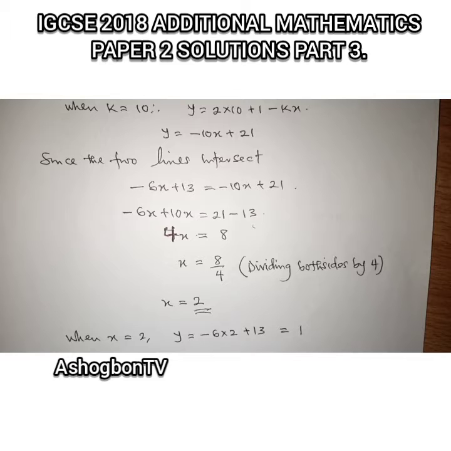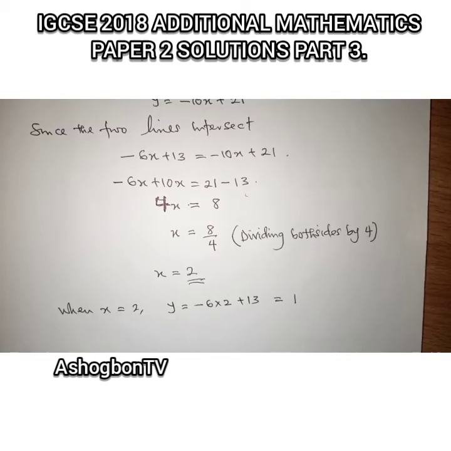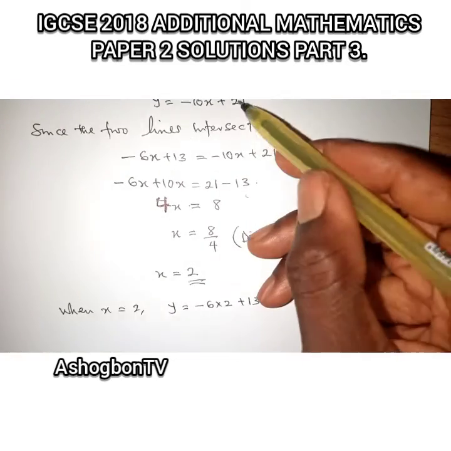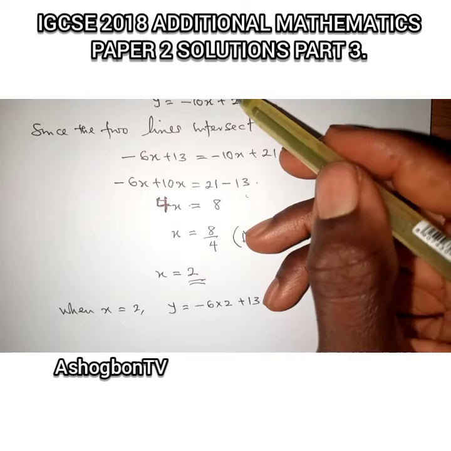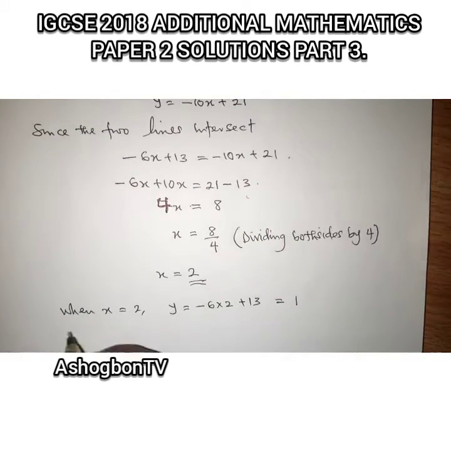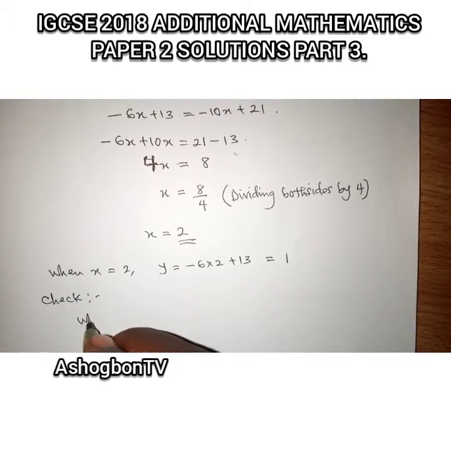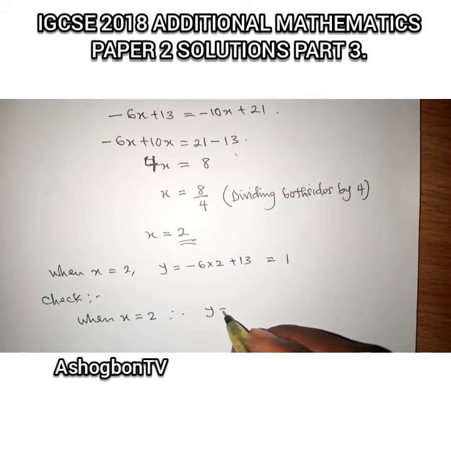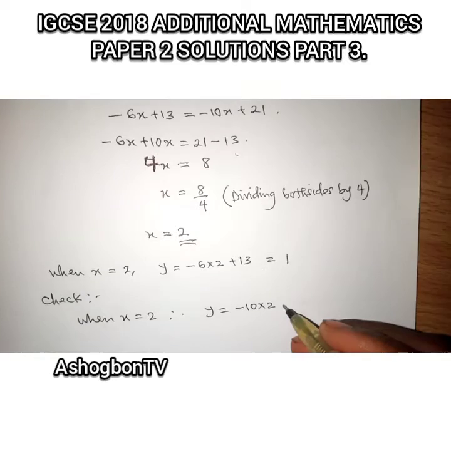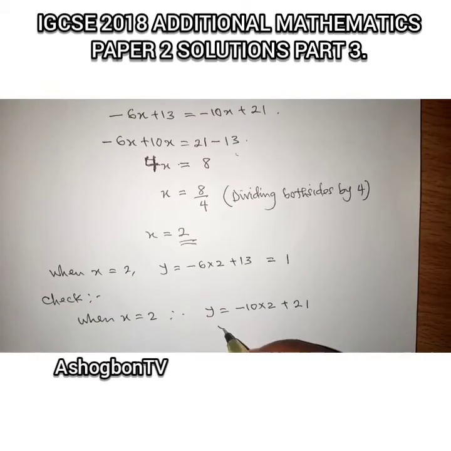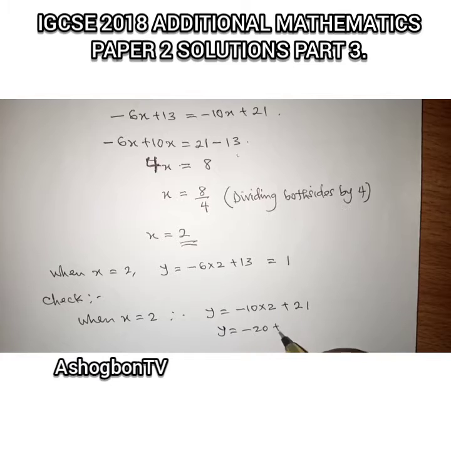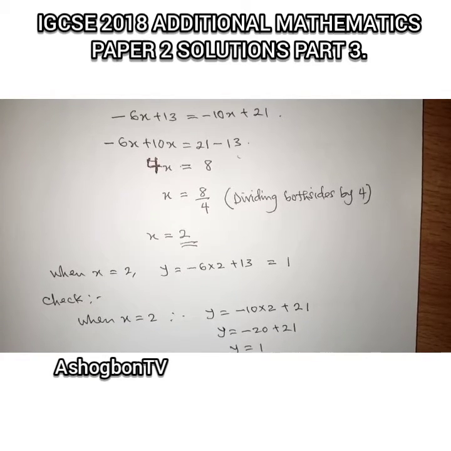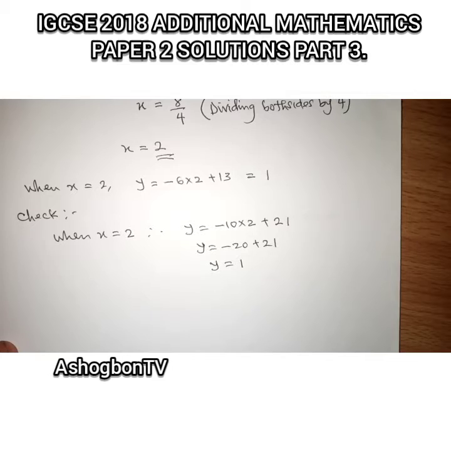Okay, so can we solve for the second one? Even if you substitute your x into the second one, you're still going to get the same. So let's check. When x equals 2, let's see what this y would turn to. That will be minus 10 times 2 plus 21. If you check very well, you will have minus 20 plus 21. That will give you 1. So as I've said earlier on, you will get the same answer.